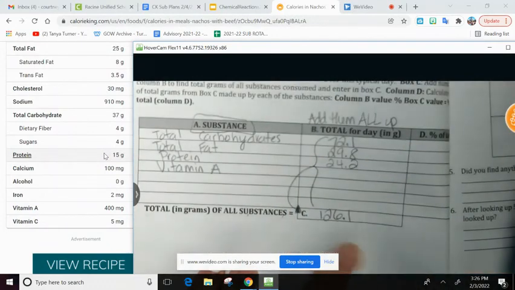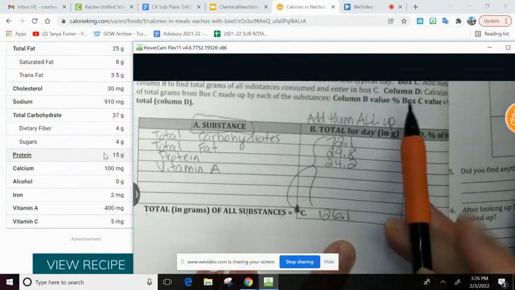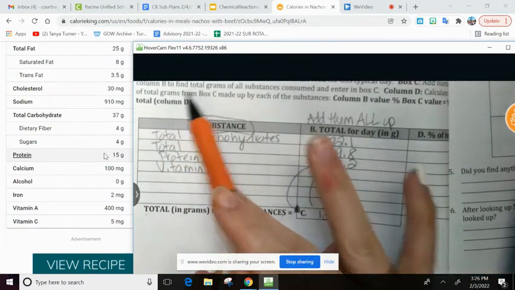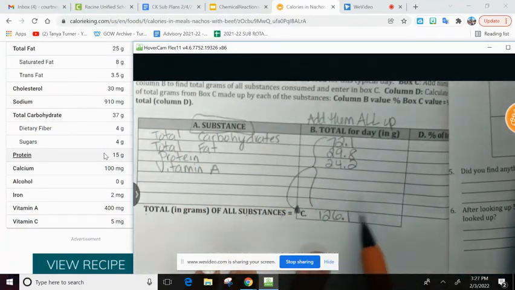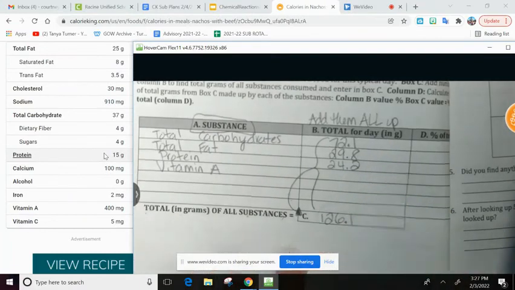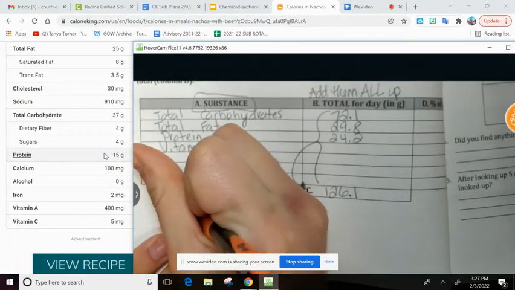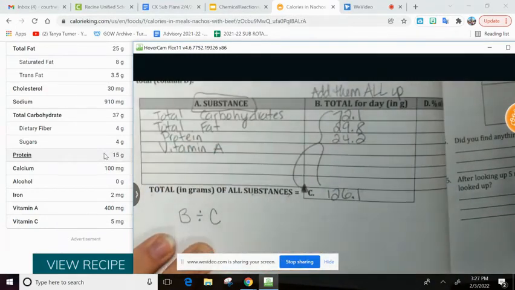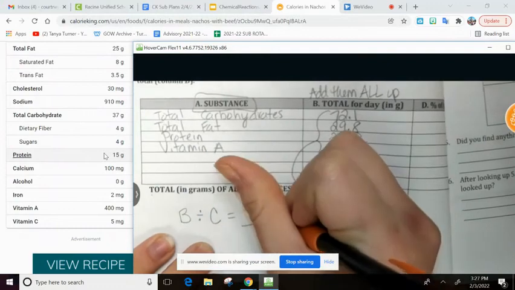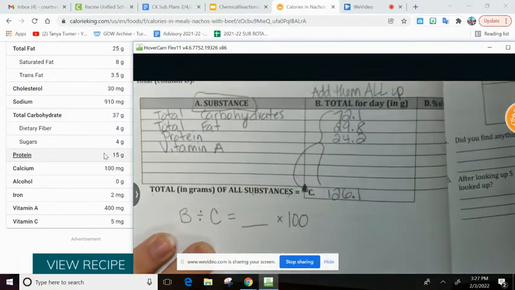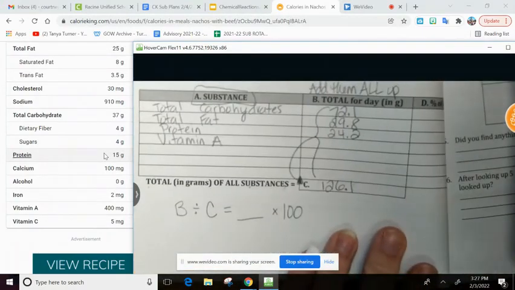And then the last thing we need to do is in column D, we're going to calculate the percent of the total grams from box C made up by each substance. So in order to do this, we're going to take the unit from column B divided by our total in box C, times it by 100, and it'll give us the percentage. So again, we're going to take whatever it is in B. So if we're looking at total carbohydrates, we're going to take B divided by our total in C, push equals, you're going to get a number. So once you push equals, then you're going to multiply by 100.